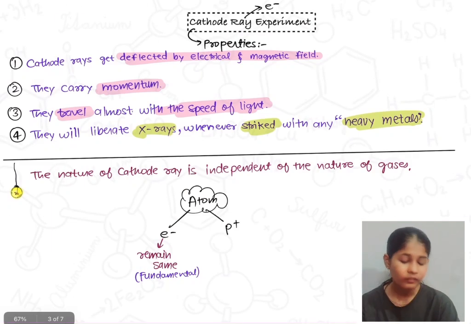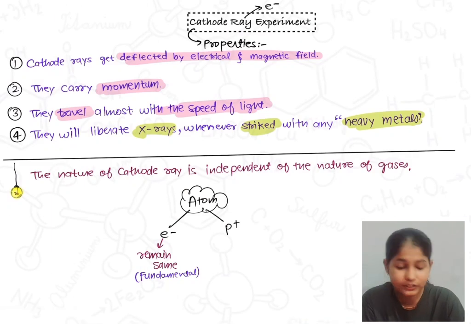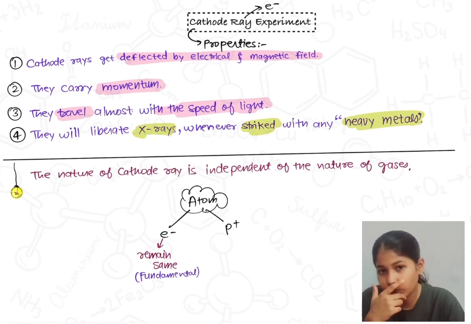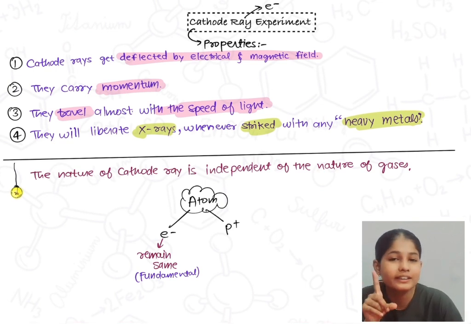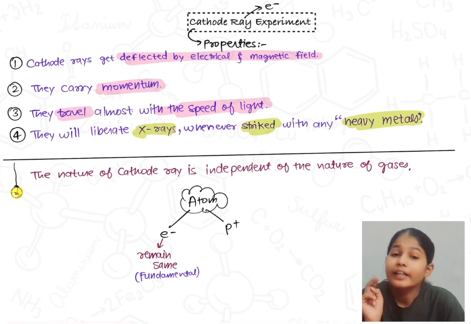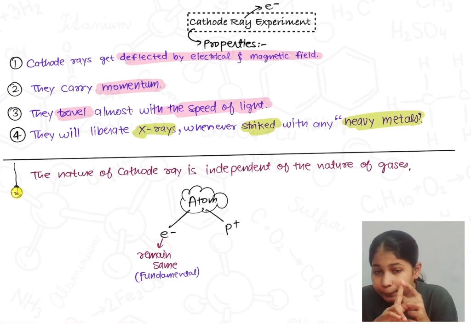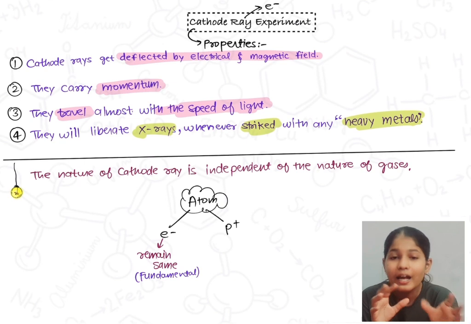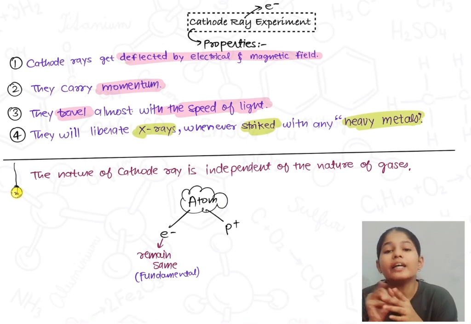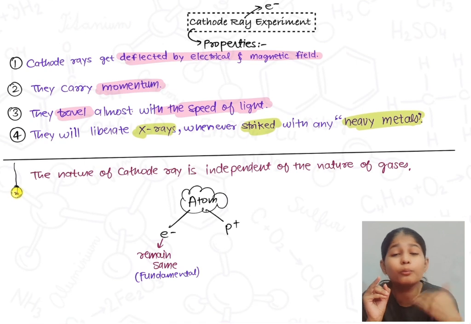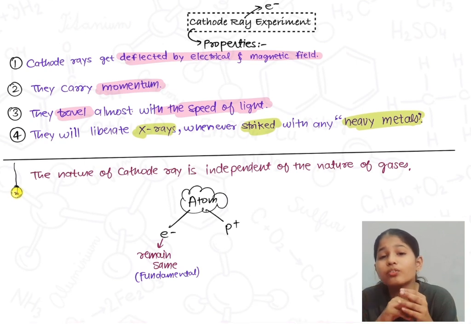Okay? Now let's talk about the properties of cathode ray. First, it is deflected by electrical and magnetic field. Second, it carries momentum. What does momentum mean here? It means it has mass as well as its own velocity too. Third, it travels almost with the speed of light.